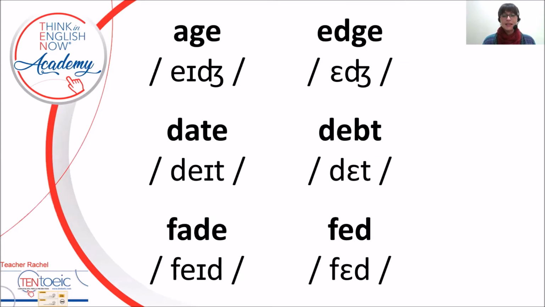Fade. This has to do with color. If you put something in the sun, it loses its color. The color fades. Or if you're a woman and you dye your hair, after 2 months, the color fades. The color just goes away and it's lighter, not as bright.